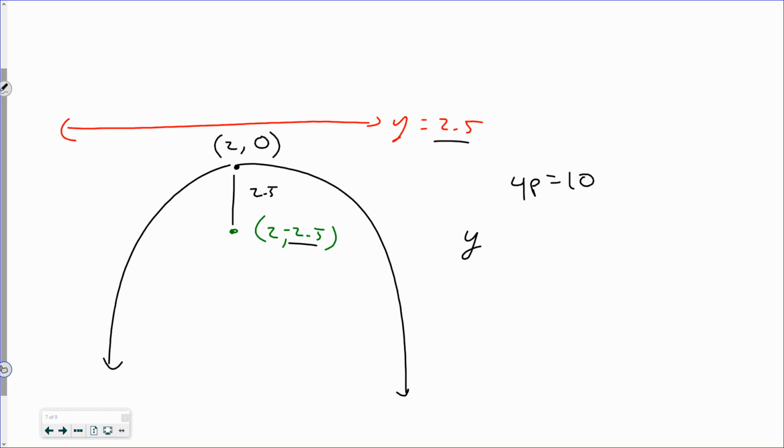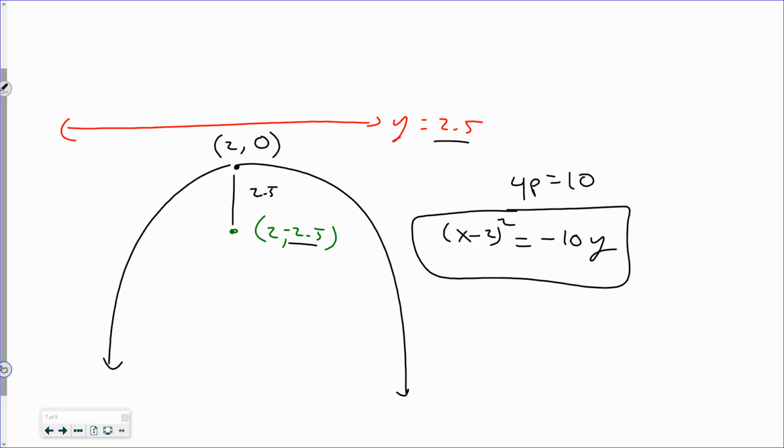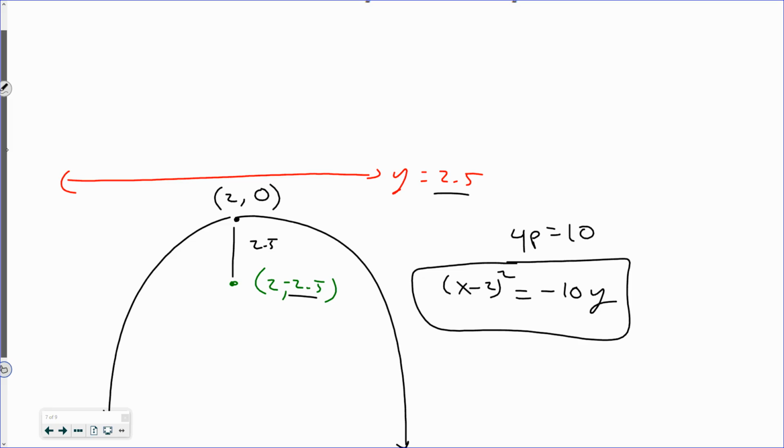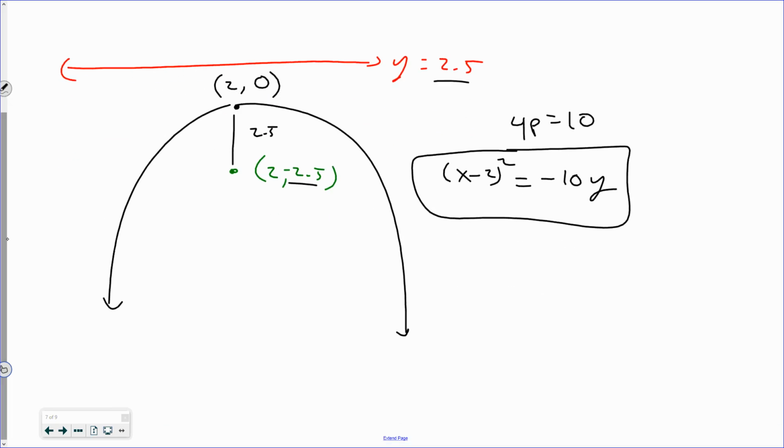So my answer is y minus 0 squared equals negative 10, so I'm opening down. Oh, sorry, not y squared. x, yeah, sorry about that. x minus 2 squared equals negative 10y. It's opening down, so you know that x is going to be squared, and also 4p is negative. So x minus 2 squared is negative 10y. This problem looks a lot harder than it actually is, but if you draw a picture, it makes everything pretty straightforward. Are we good here?